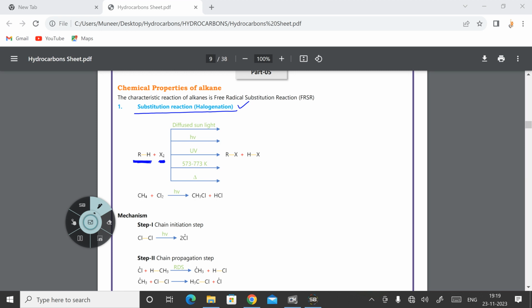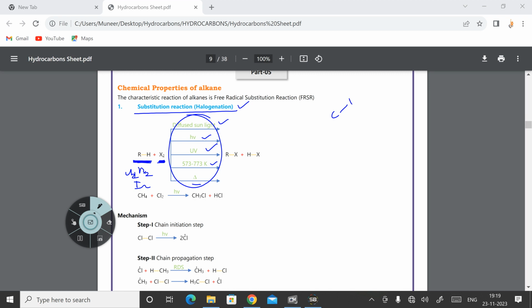So here this is RH, meaning alkane, treated with X2, meaning halogen: chlorine, bromine, Cl2, Br2, I2, etc. So this reaction is carried out in the presence of diffused sunlight, hν, UV light, and 573 to 773 kelvins heating. If any one of these is on the arrow mark, it is homolytic fission. I told you about fission: homolytic fission, heterolytic fission. When will homolytic fission take place? Homolytic fission takes place in non-polar compounds.